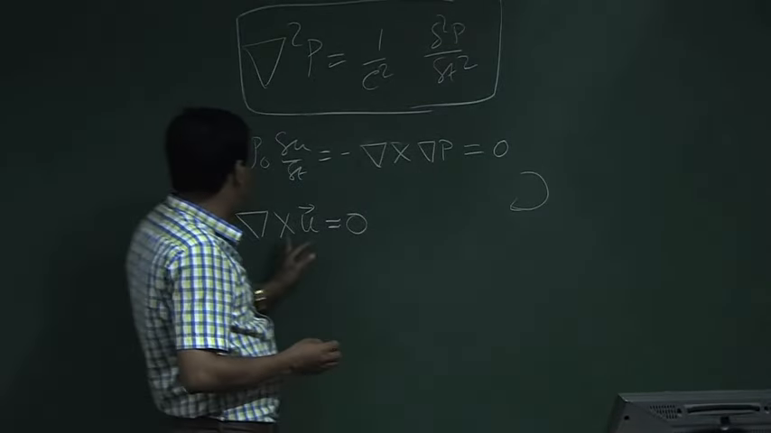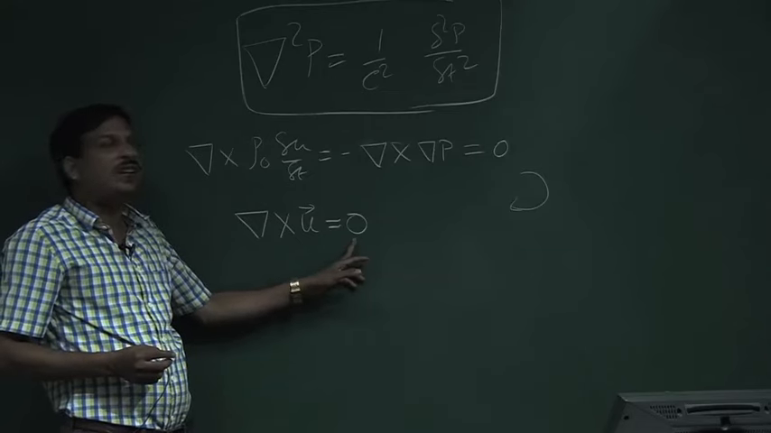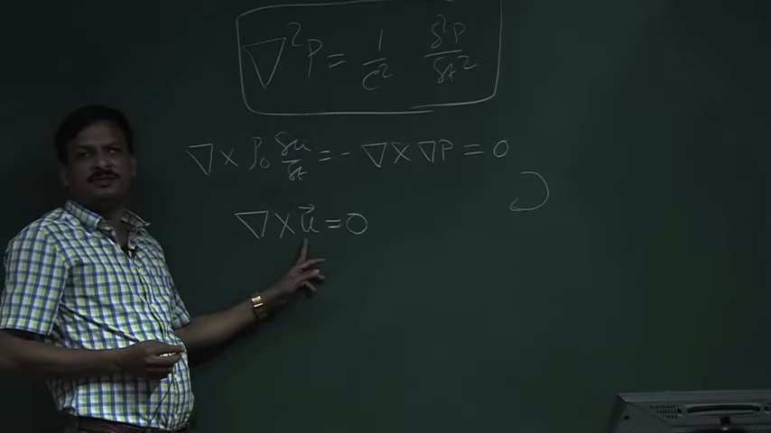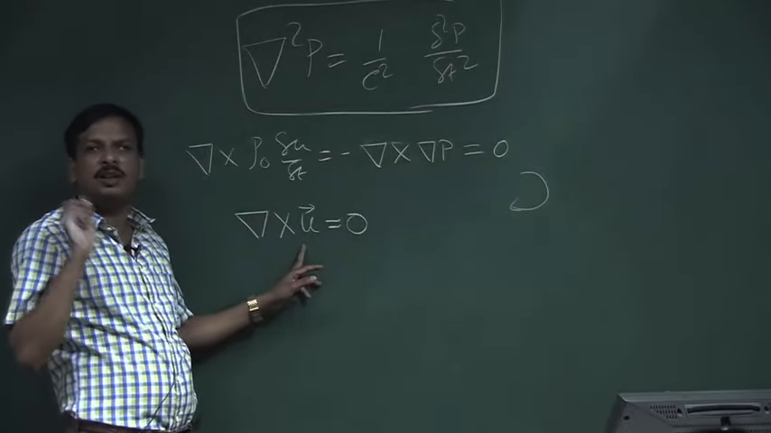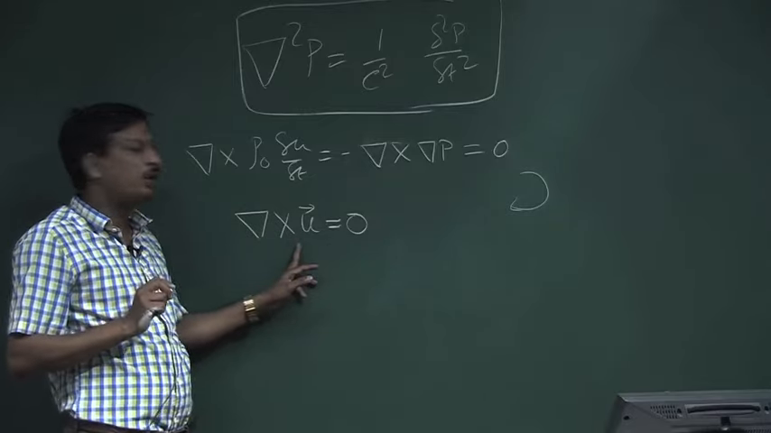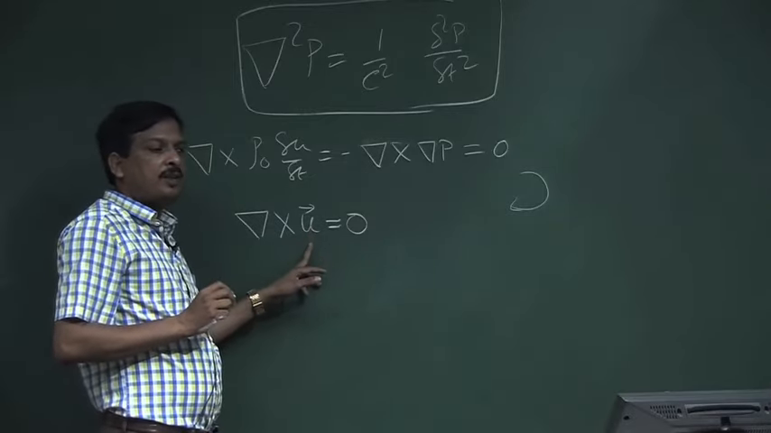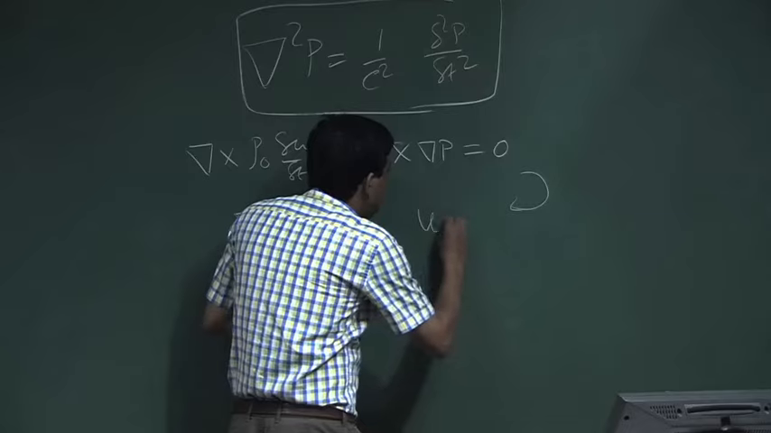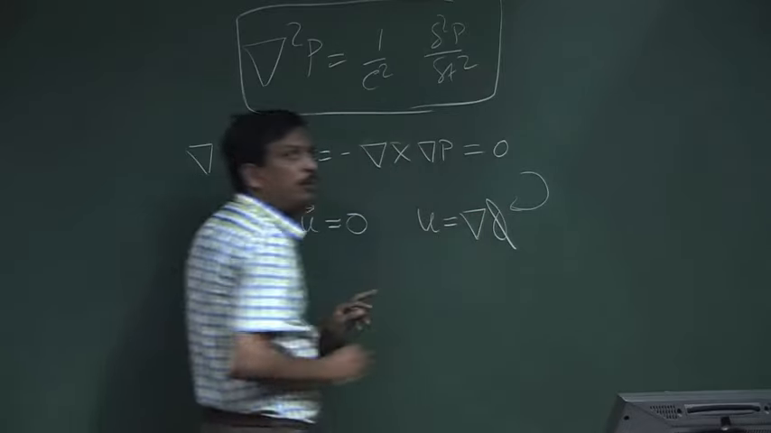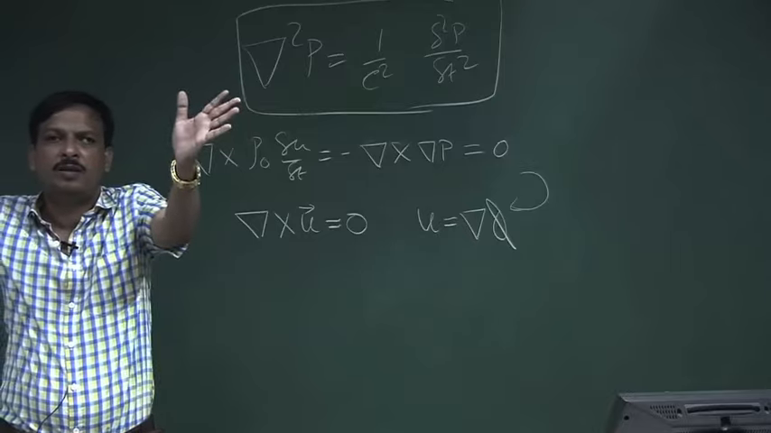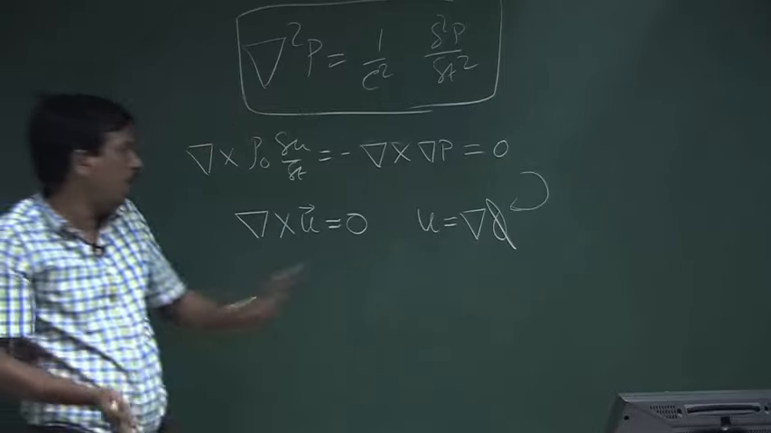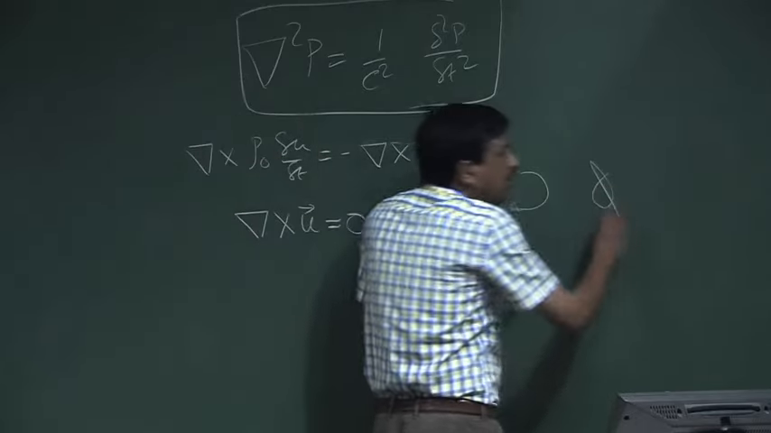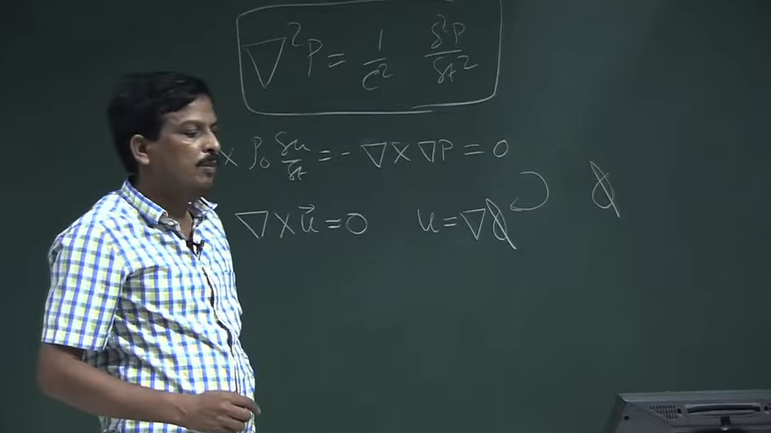So, curl of u is equal to 0. That means in the linear wave equation, there is no particle velocity in the angular direction. There is no angular velocity in the particle velocity, only linear velocity exists. So the particle velocity can be expressed as a gradient function. I say u is nothing but the gradient of phi, because the particle velocity is in all directions, but it does not have any angular motion. So u is the gradient of a scalar function. This phi is called the velocity potential.